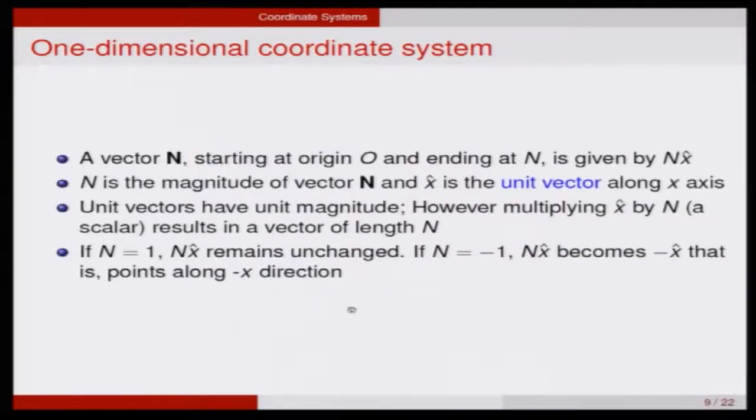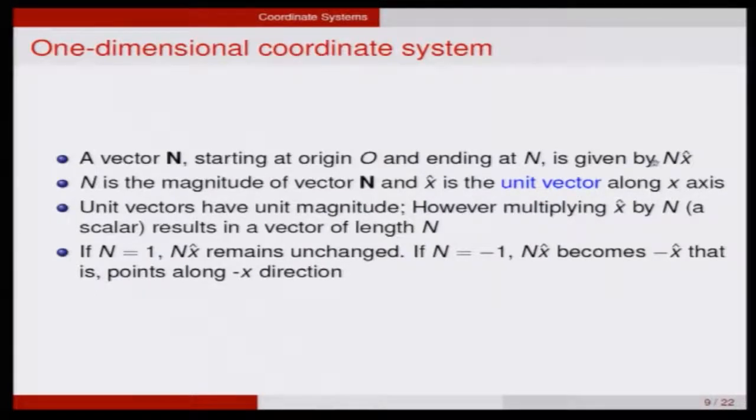Okay. So, this was the one dimensional coordinate system, a vector n. So, let me recap this. A vector n which is starting at origin O and ending at a point n is given by n x hat. Please note the notation that we are going to use. This will be the notation that we will be using throughout our study. Here the number n, which can be positive or negative, if we associate a sign along with this one. If I do not have a sign, then n is a positive number. So, n is the magnitude of the vector n and x hat is the unit vector along the x axis.